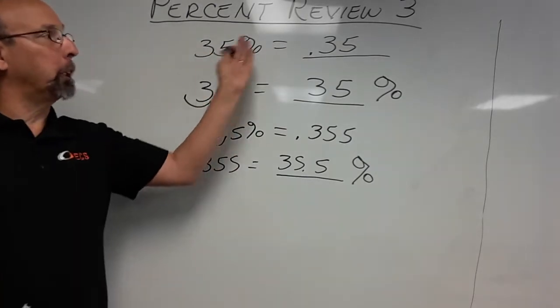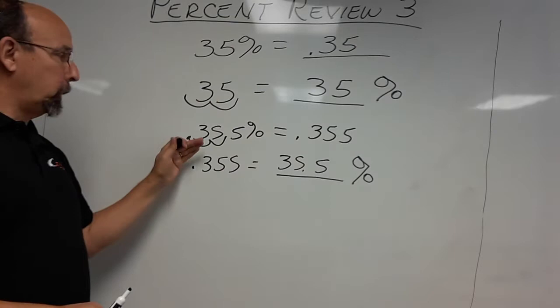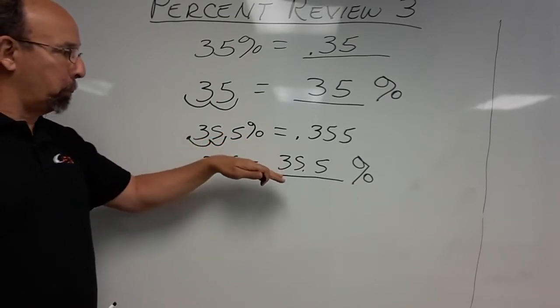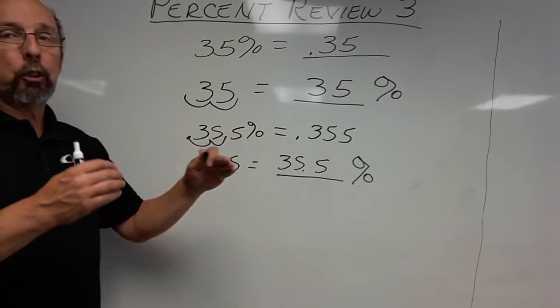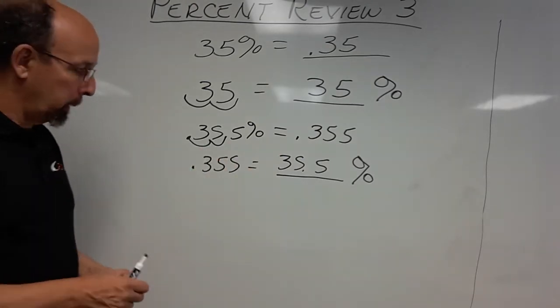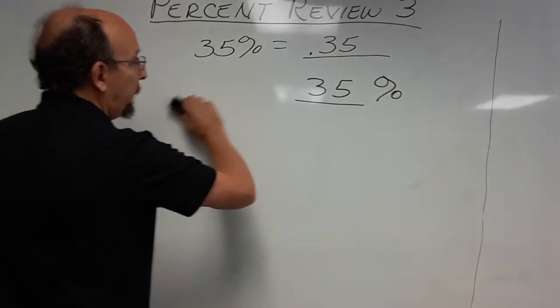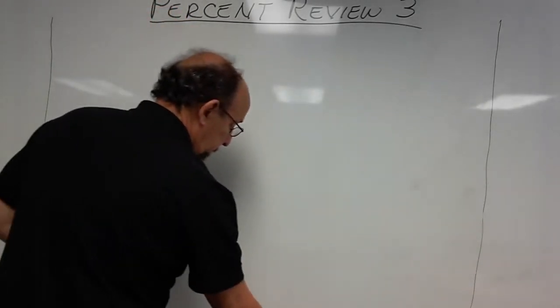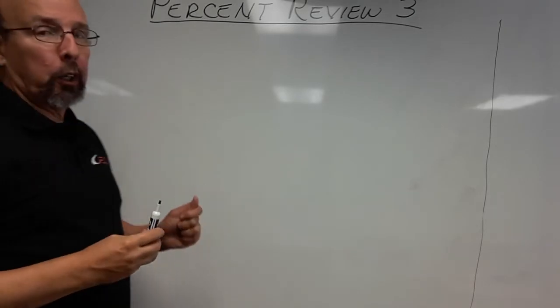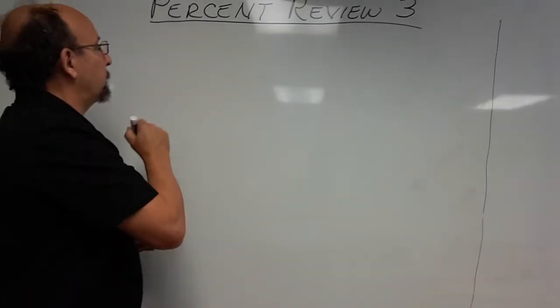So one is changing percent to a decimal, move it 2 places to the left. Changing from a decimal to a percent, we're going to do that by moving 2 decimal places to the right. We also talked a little bit about fractions, but we're going to cover that here in just a second. First, I want to talk to you. Well, yeah, we'll talk about the fractions right now.